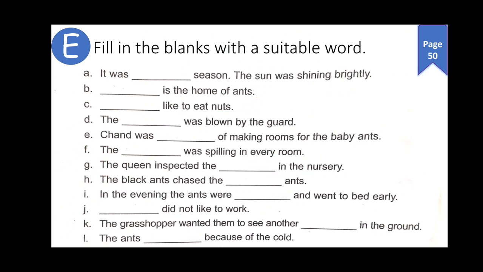The answer of this blank is on the very first page of this unit. It was summer season. The sun was shining brightly. Number B. Dash is the home of ants. Now this is very easy and we have discussed this answer many times. Anthill is the home of ants.